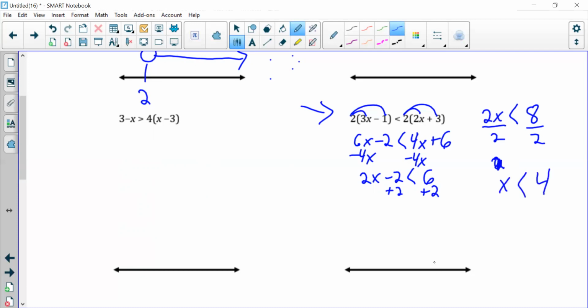Once again, we're going to draw our 4. It's less than, so open circle, not a filled-in dot, less than, so we're going to the left. And just for the record, if this had said greater than instead of less than, same thing, just the arrow points to the right.